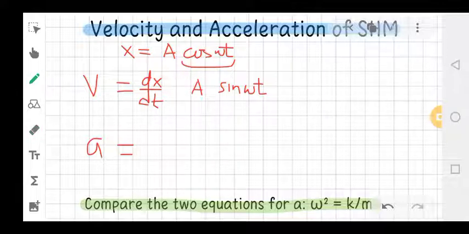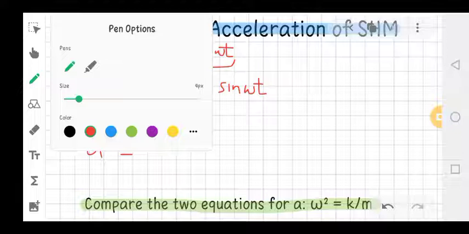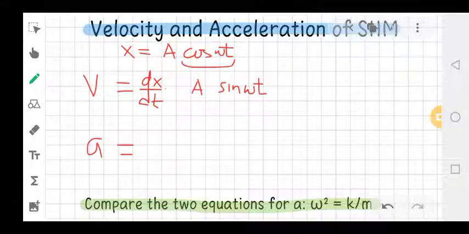Minus sine omega t. Let me use another pen for that. Now, minus sine omega t. Because this is a function of a function, I'll differentiate the inside, omega t, then I get what? Omega. So it means that the velocity is going to be minus A omega sine omega t.